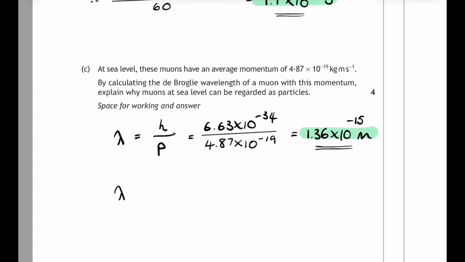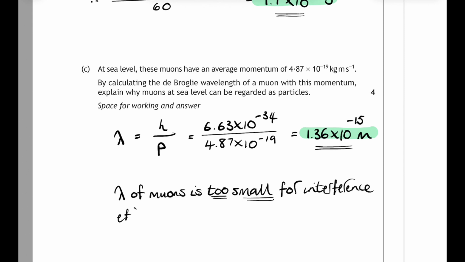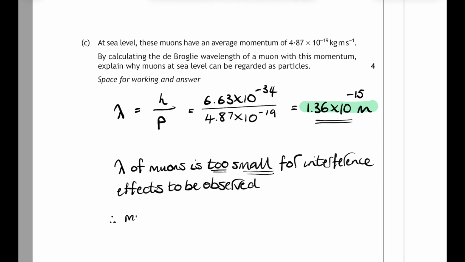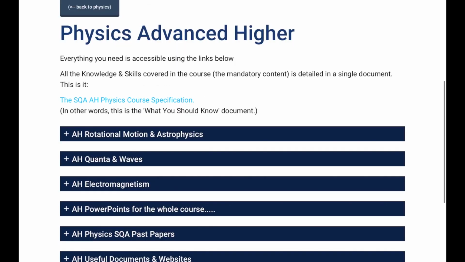And by looking at the magnitude of that wavelength, the wavelength of the muon is too small for any wave-like behaviour or any interference effects to be observed. So the muon can be considered to be a particle. Let's have a look at the marking instructions.